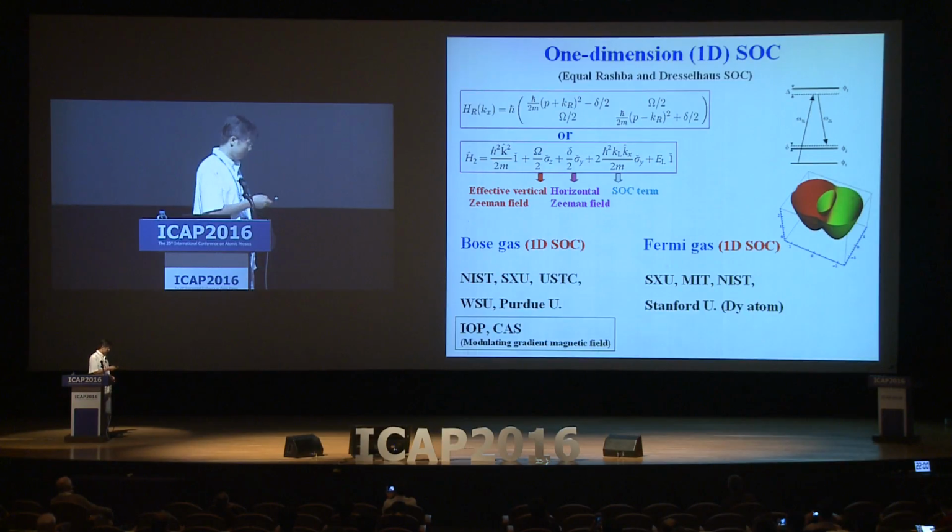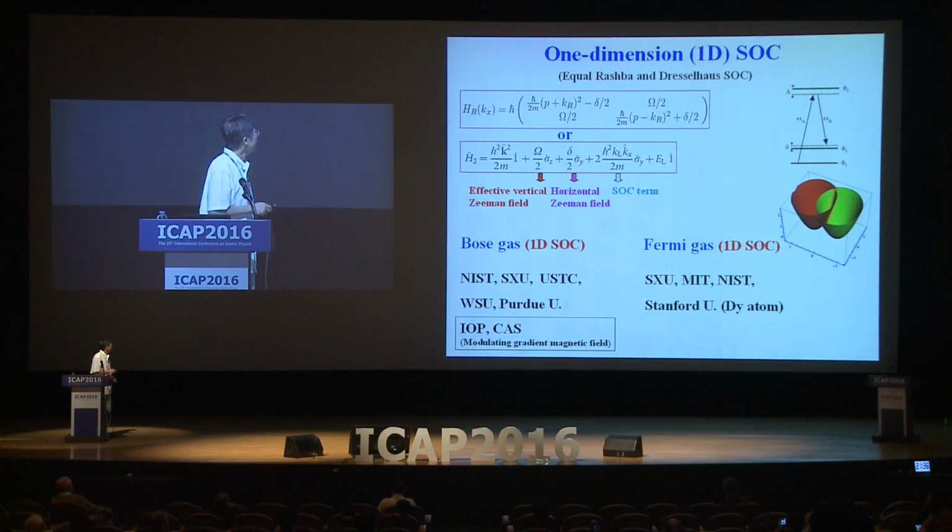Spin-orbit coupling is a hot topic in the field of ultra-cold atoms. 1D spin-orbit coupling in boson and Fermi gases has been successfully demonstrated in experiment, and some exotic effects have been studied.